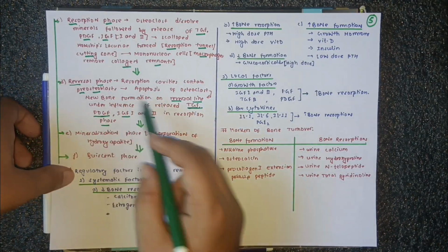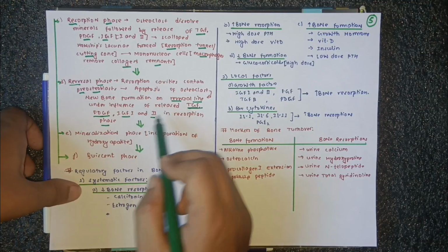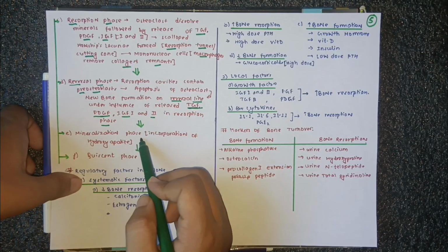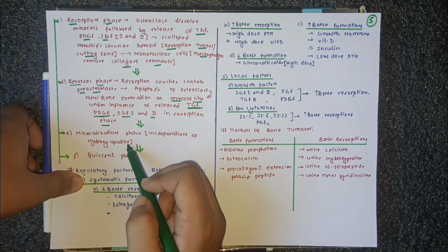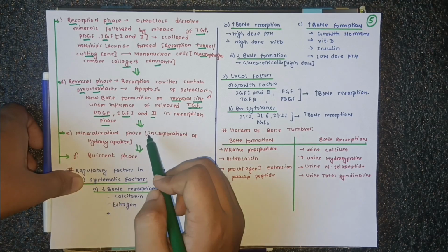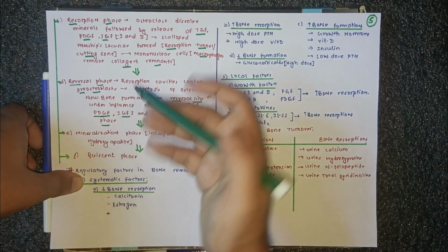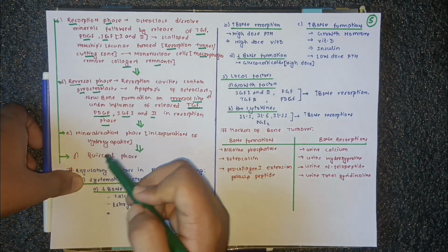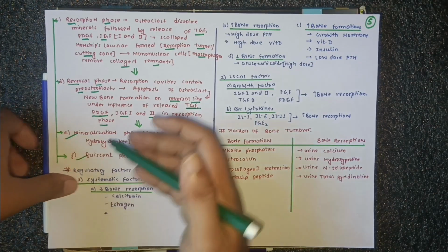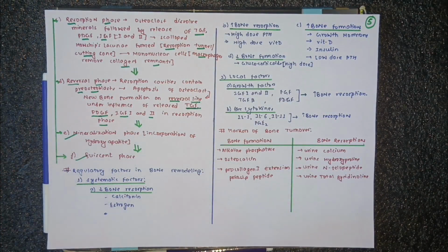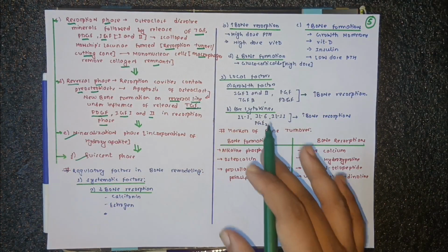After the matrix formation there is a mineralization phase. Incorporation of the hydroxyapatite takes place there, by calcification. We have discussed this in detail. And finally again there is a quiescent phase. So there is a cyclic pattern, and in this pattern there is bone remodeling.